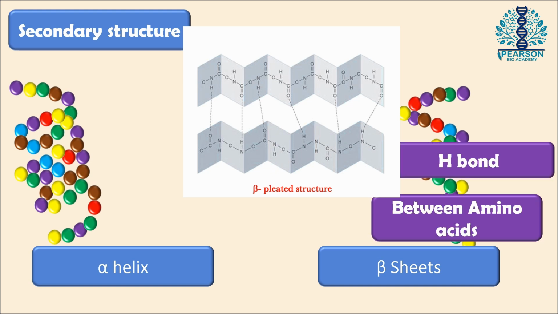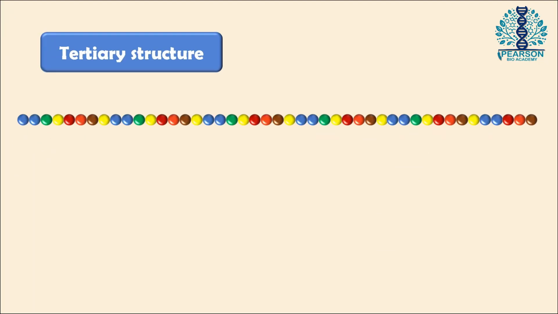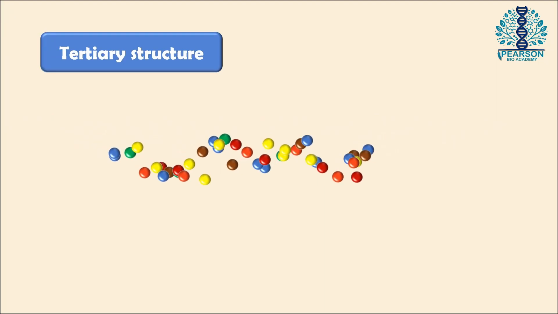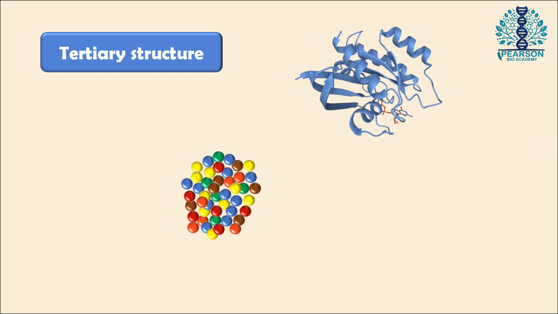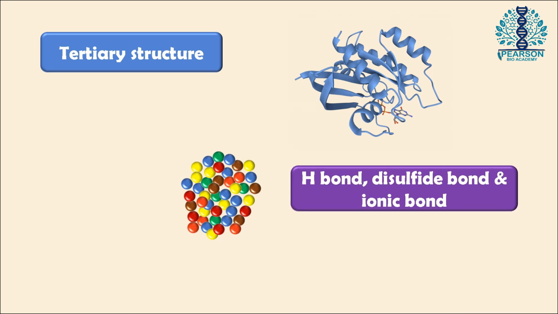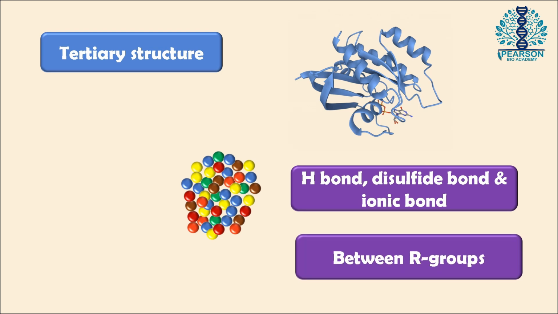The tertiary structure of a protein refers to its overall 3D shape formed by the folding and interactions of secondary structure elements like alpha helices and beta sheets. This structure is stabilized by various bonds including hydrogen bonds, disulfide bonds, and ionic bonds between R groups of amino acids or side chains.